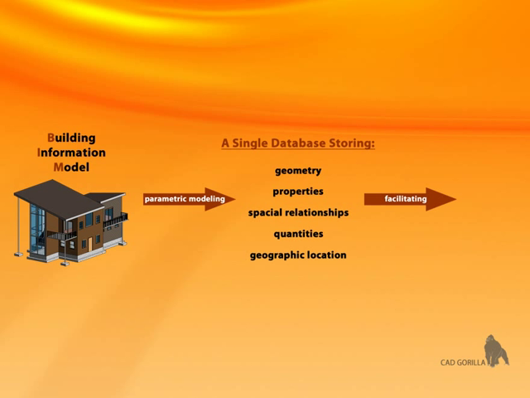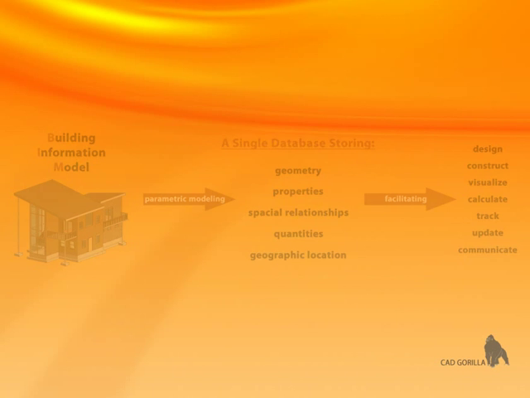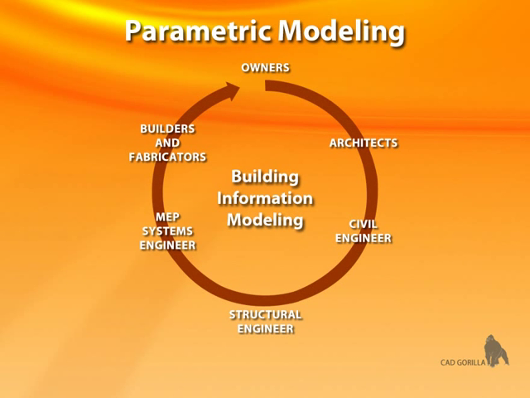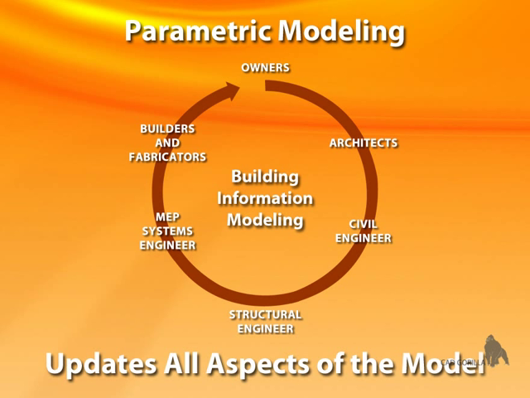A building information model lets you design, construct, and visualize the completed building, calculate, keep track, and update quantities and schedules, and helps facilitate communication between the different teams working on the design. Because it's a parametric modeler, Revit also keeps track of relationships between different parts of your model. This is incredibly useful. For example, if you have a wall that goes up to the second floor and the height of the second floor changes, in a parametric system, the height of the wall will update automatically to reflect that change.